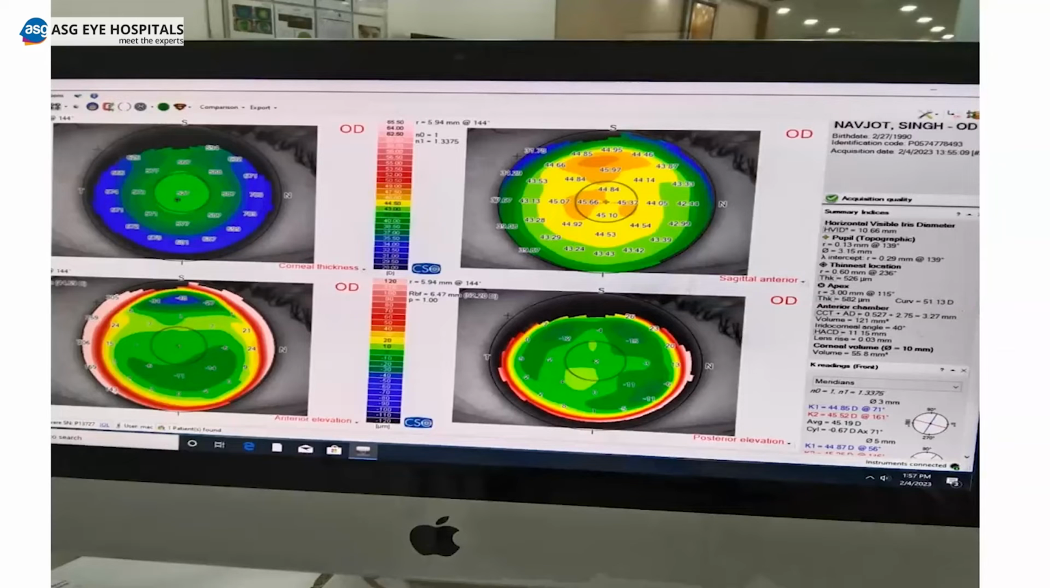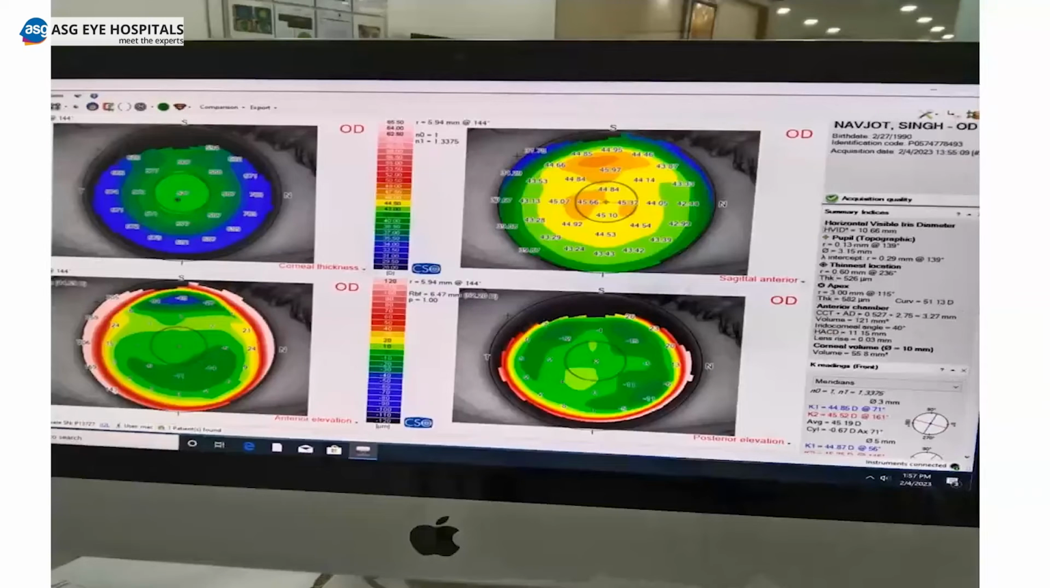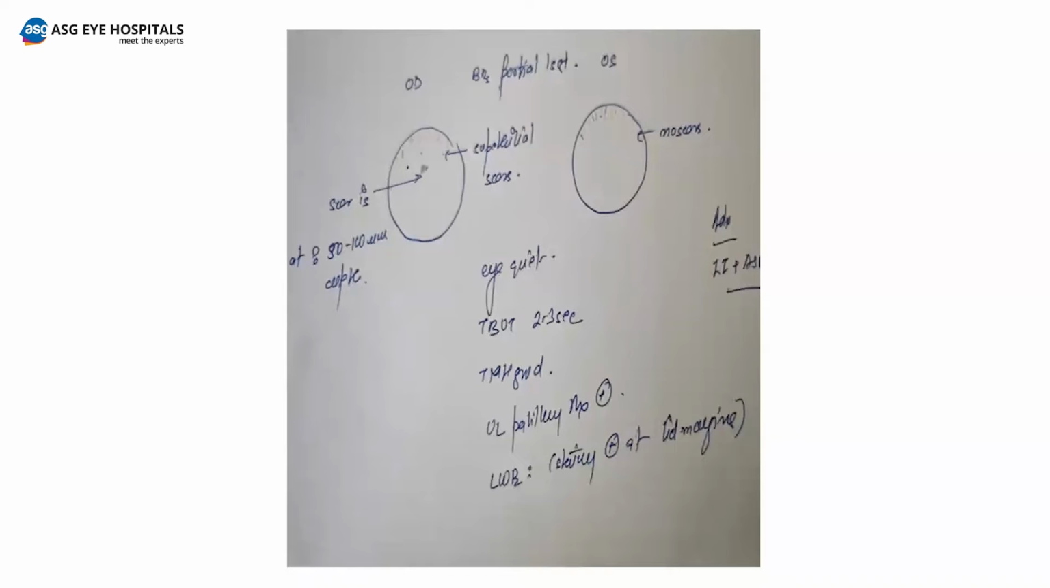So yes, true. A similar kind of picture in the other eye. Now, what could be the reason of only an anterior surface steepening without anything else, and that too superiorly on the cornea? Terrien's marginal degeneration. Yeah, it could be Terrien's, it could be multiple things.